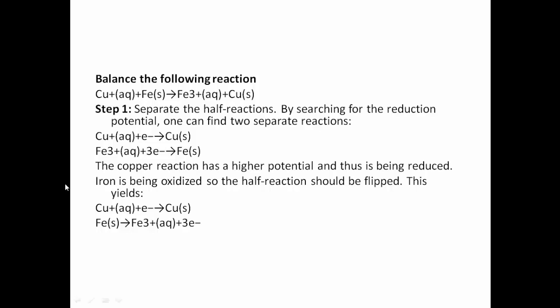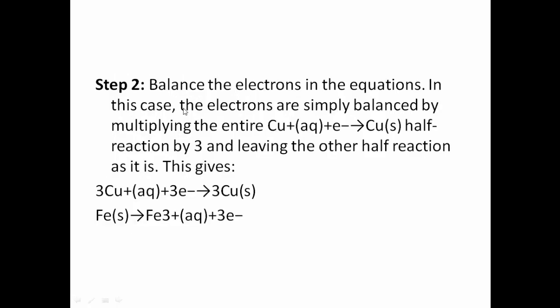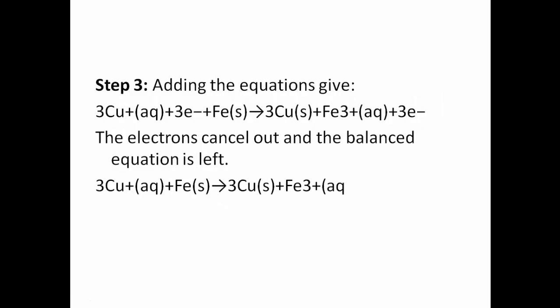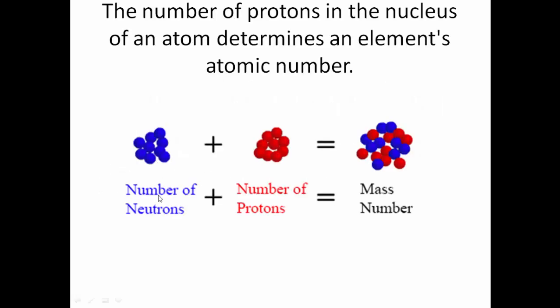So in this, copper oxidizes from +1 to 0 and iron reduces from 0 to 3. Now we can multiply the copper reaction by 3 and then we can add, so we can get a balanced reaction simply. What is atomic number?